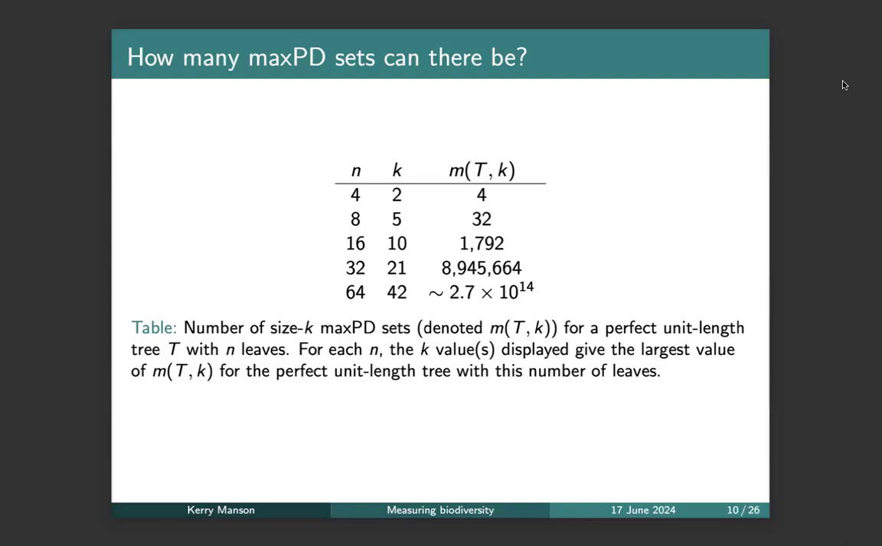But these numbers can actually get quite big. So this is on a very balanced tree. So you can imagine you're going exactly breaking into 2 daughter species at each possible height, exactly balanced on both sides.